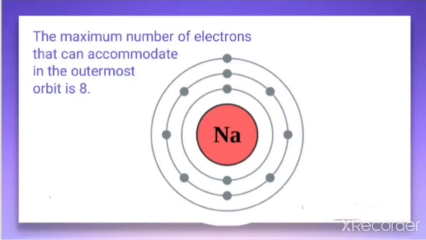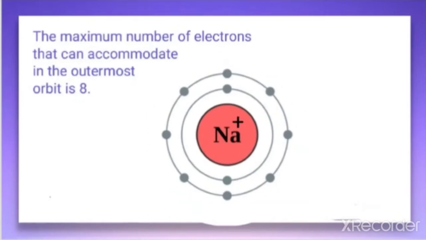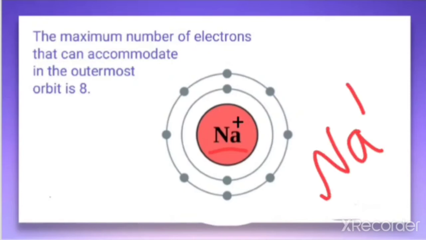So instead of gaining 7 electrons, because already 1 electron is there here, it is better to lose 1 electron. So it will lose 1 electron in the outermost shell. It has lost 1 electron. Now when it loses 1 electron, it develops a positive charge. Therefore, it is a sodium ion, that is represented as Na+.